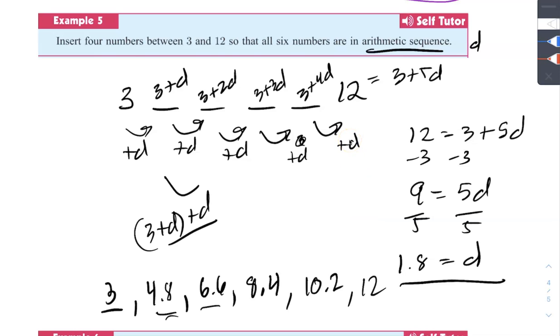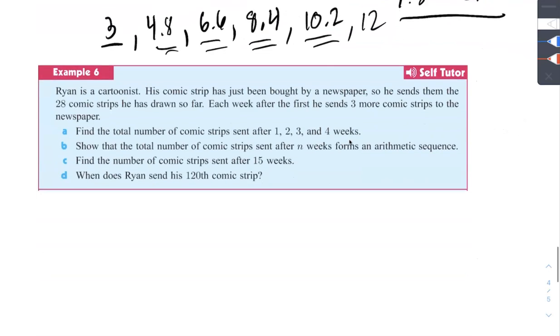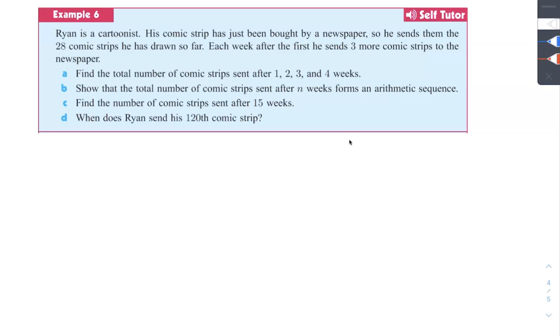Okay, last one. Ryan is a cartoonist. His comic strips have just been bought by a newspaper. So he sends them 28 comic strips he has drawn so far. Each week after the first, he sends 3 more comic strips to the newspaper. Find the total number of comic strips he sent after 1, 2, 3, and 4 weeks.